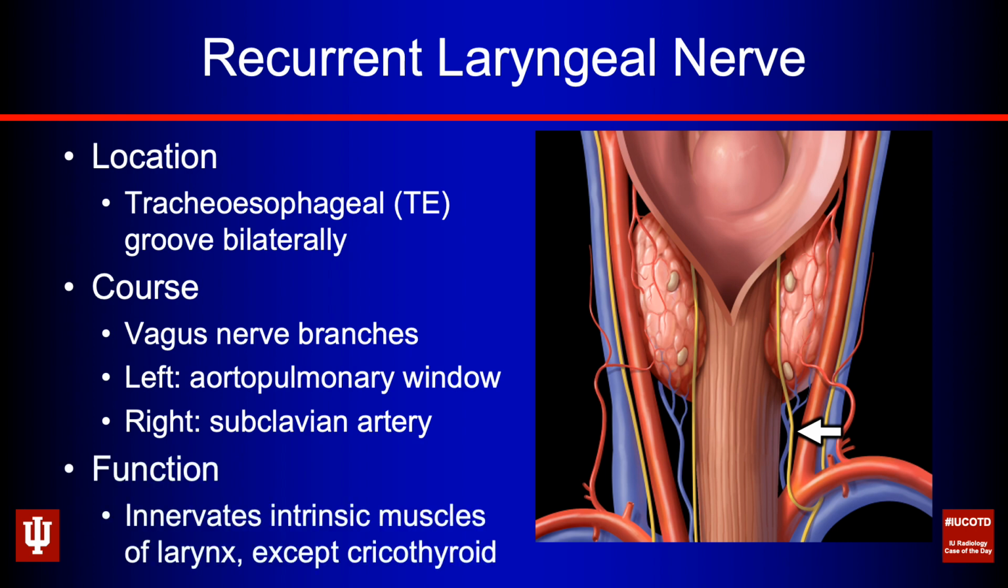And the critically important thing to know about the recurrent laryngeal nerve is that it innervates the intrinsic muscles of the larynx with the exception of the cricothyroid.